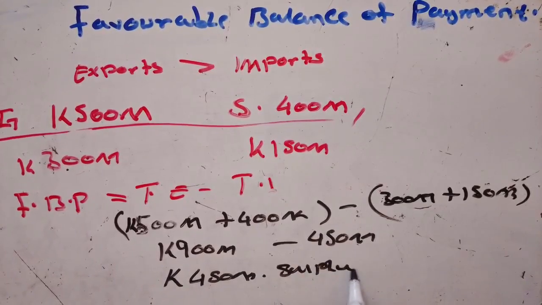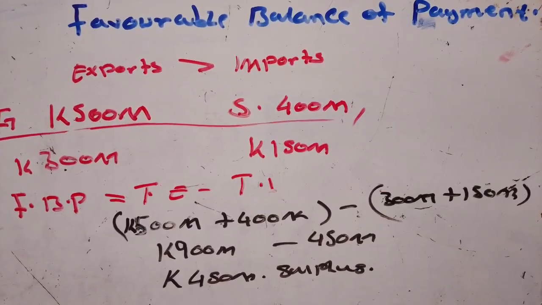So the figure or the amount 450 will be regarded as surplus. That is to say Zambia has gained, and so the balance of payment is favorable. So here we have favorable balance of payment, and we can say that Zambia has gained. On the other hand, the balance of payment may be said to be unfavorable.